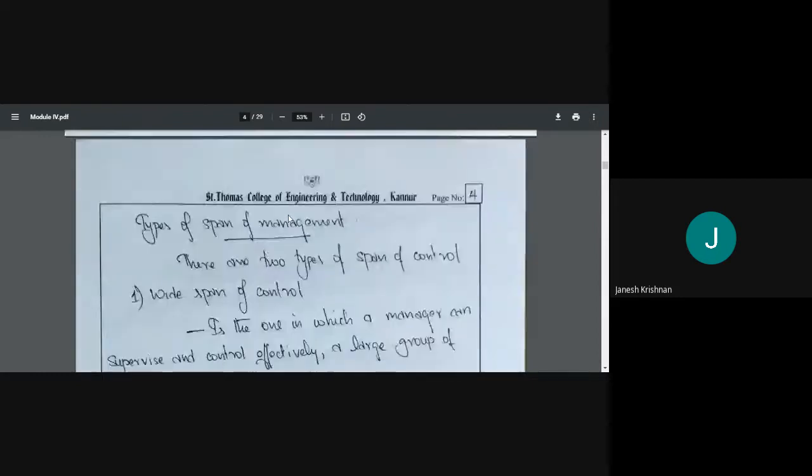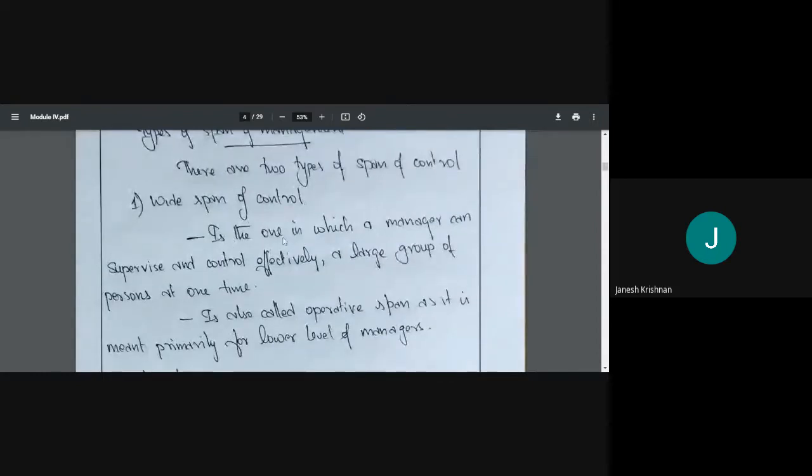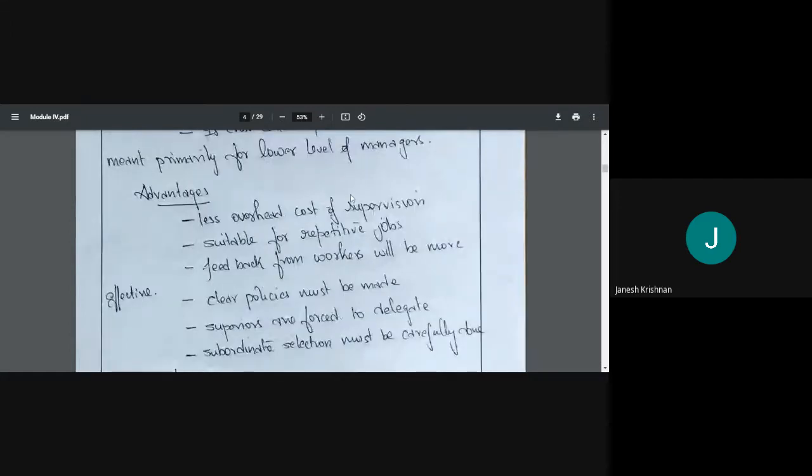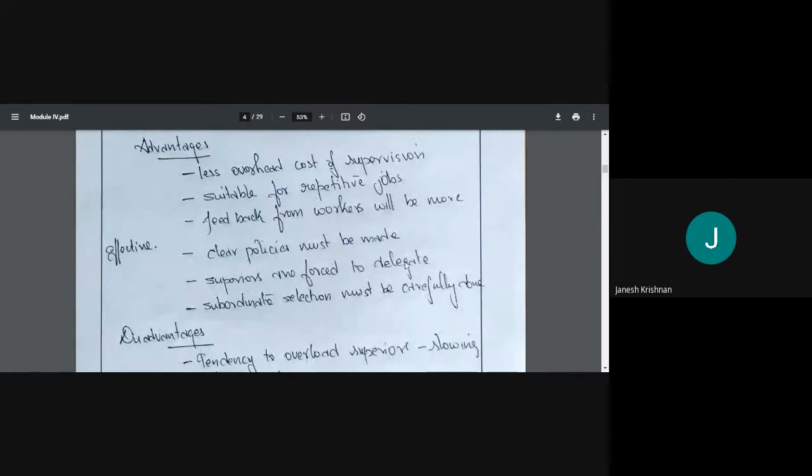So wide span of control. There are two types of control: wide and narrow. Wide is where one manager will effectively control a large number of people. It's also called operating span. It is mainly for lower level management. Advantage is less overhead cost, suitable for repetitive work. Feedback from workers will be more effective. Policies must be clear. Superiors are forced to delegate, and subordinate selection should be done very carefully.